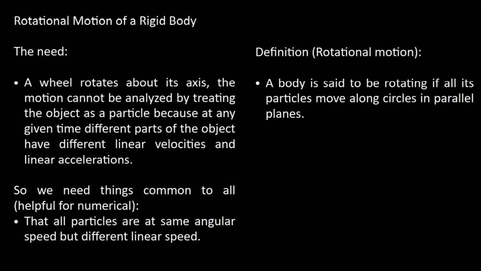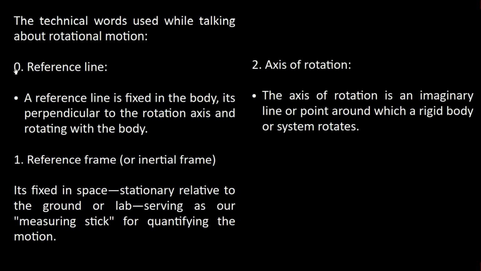To discuss any kind of movement as rotation, we need certain reference points, and those are your reference line, reference frame, and axis of rotation. The reference line is fixed in the body, perpendicular to the rotational axis, and rotates with the body. The reference frame, or inertial frame, as the word inertia tells, is fixed in space. It's stationary relative to the ground or lab and serves as your measuring stick for quantifying the motion. Then the axis of rotation is an imaginary line or point around which a rigid body or system rotates.